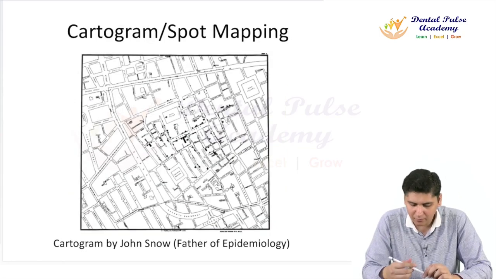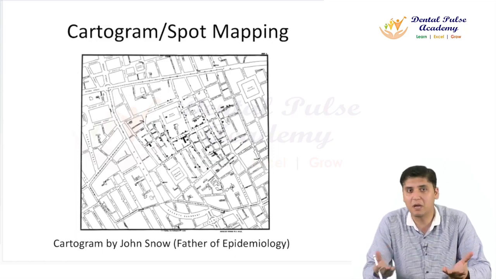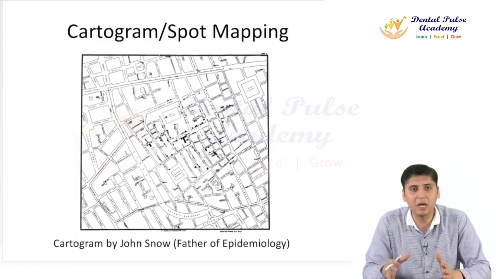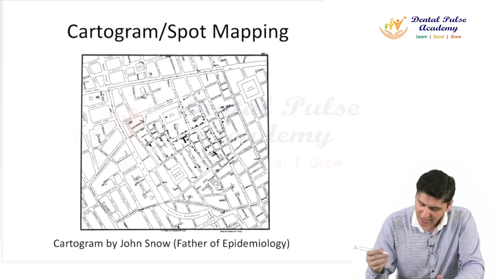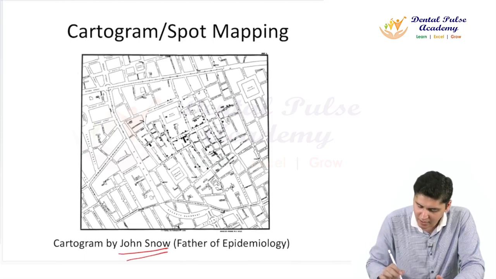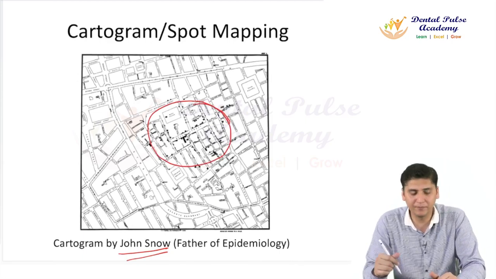Next is the cartogram, also called spot mapping. Anything which is drawn on a map, a small map, a larger map, map of this district, map of India, map of world, anything which is spotted on a map is a cartogram. As you may see in the picture, this is a classic picture portrayed by John Snow, who is the father of epidemiology, which depicted cases of cholera in central London in the 1880s. This is a classic picture of a cartogram.